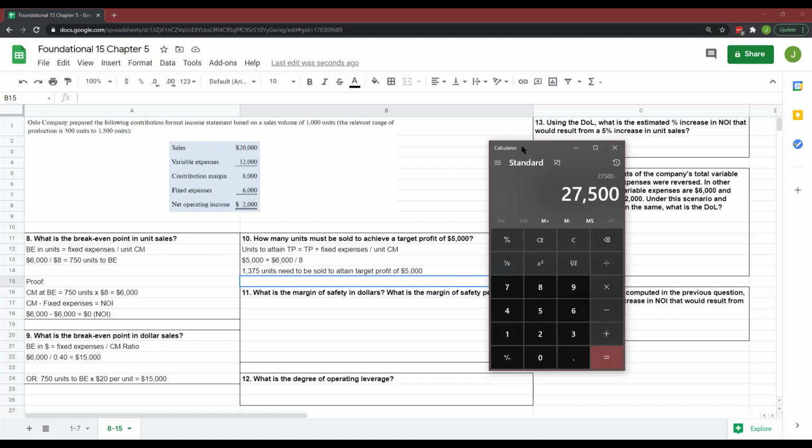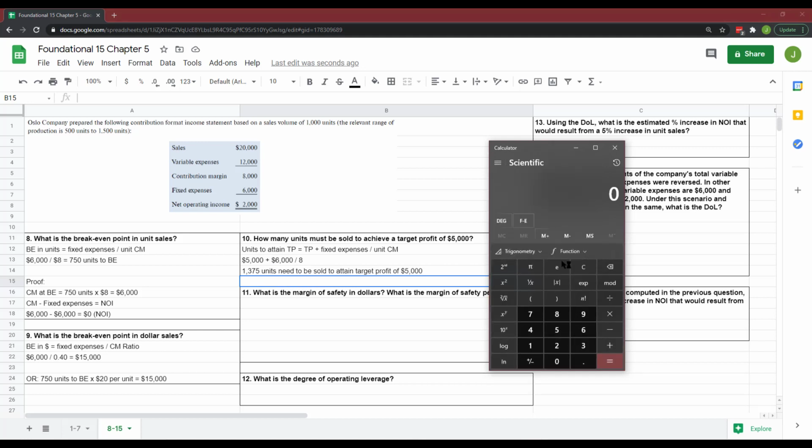So what do we subtract from sales first? We subtract our variable expenses, correct? So we would subtract from that the 12, which is the variable expense per unit, times the 1,375. So let me switch this to a scientific calculator so we can more easily do that. So that was 1375 times 20 gives us the sales. And we'll subtract from that the variable expenses. So that would be $12 per unit times the 1375. That would leave us with a contribution margin of $11,000 minus our fixed expenses of $6,000 leaves us with a target profit, in this case of $5,000. So we did that one correctly.